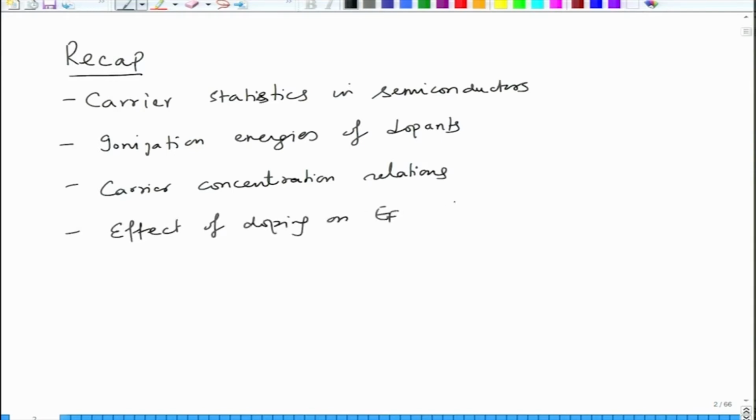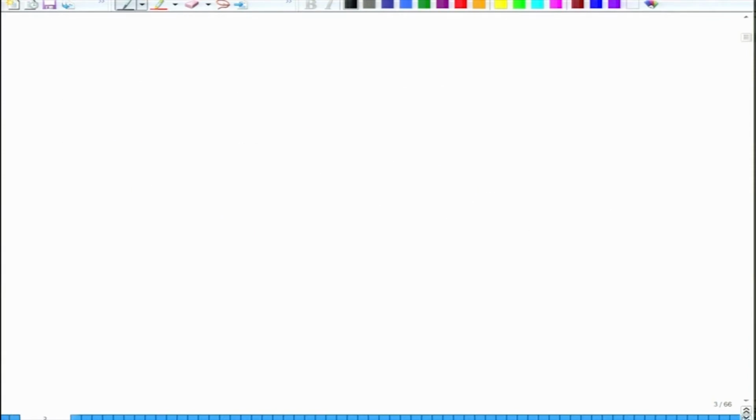EF. So, basically we said that for N type, EF increases as compared to EFI, and for P type EF, so you can say EFN and this could be EFP, this goes down with respect to EFI, the intrinsic Fermi level. Okay, and if you plot it, it's going to look like this.